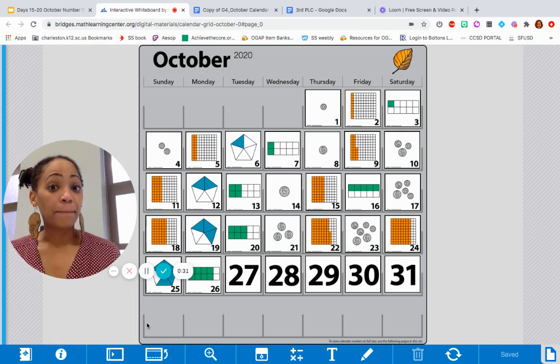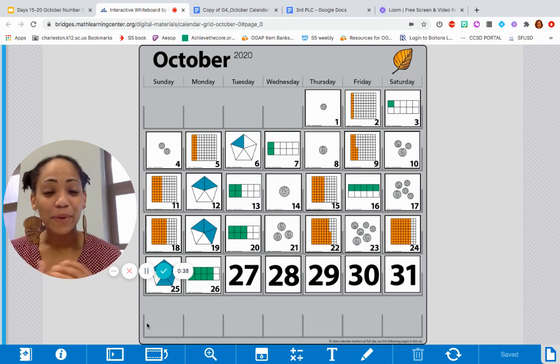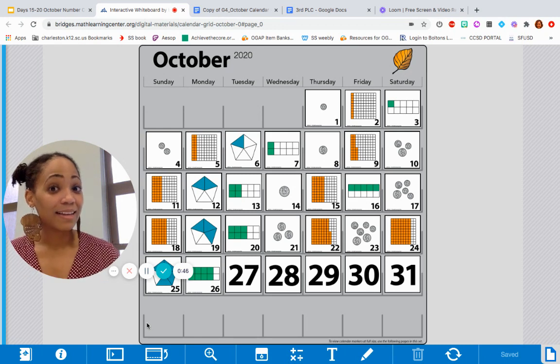Hey, happy Tuesday. It's so close to Halloween and I'm so excited because we get to dress up. What are you going to dress up as? Nothing inappropriate at school, right?